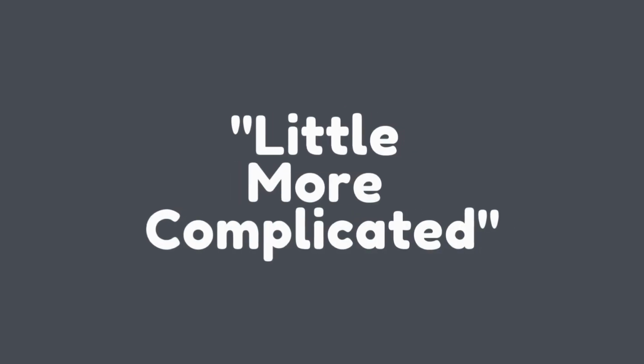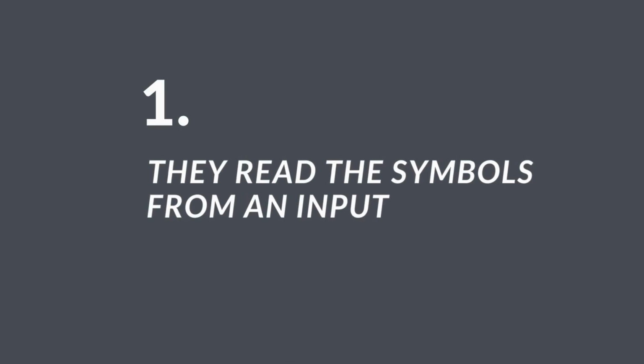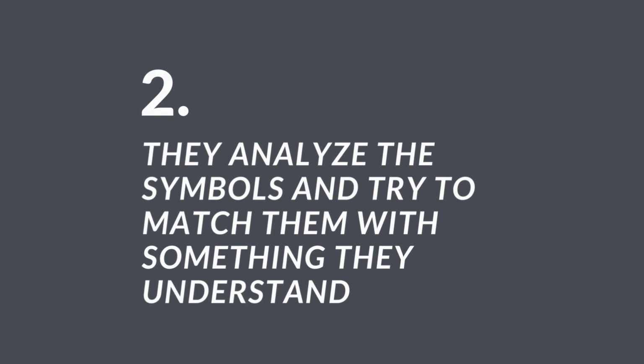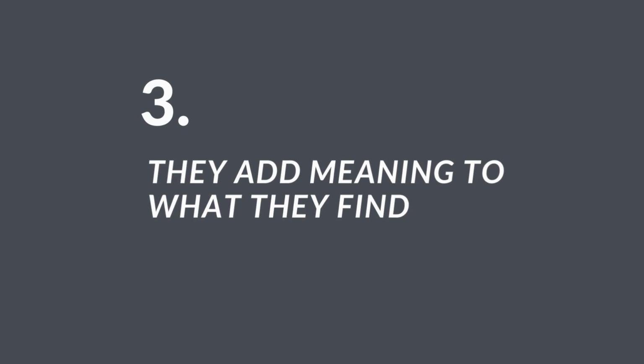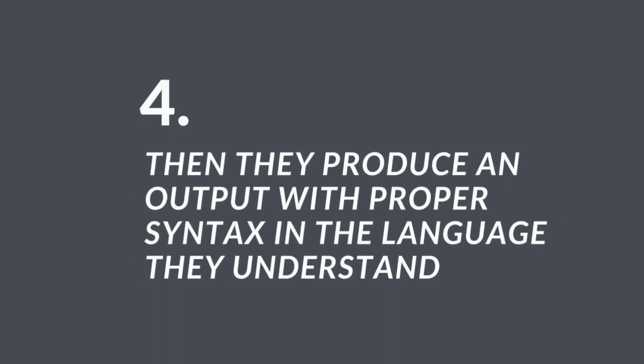But how did I go about doing this? Well, it's a little more complicated than you would think. You see, to do this, I had to use a lexer and a parser. But what exactly are lexers and parsers? Well, first off, they read the symbols from an input. Then, they analyze the symbols and try to match them with something that they understand. After that, they add a meaning to what they find. Then, they produce an output with the proper syntax in the language that they understand.